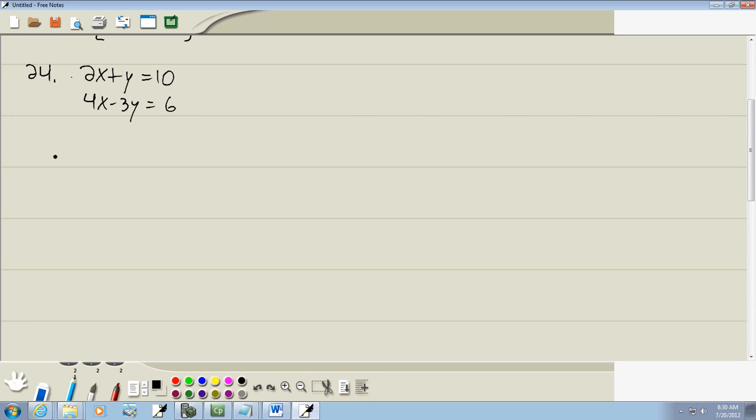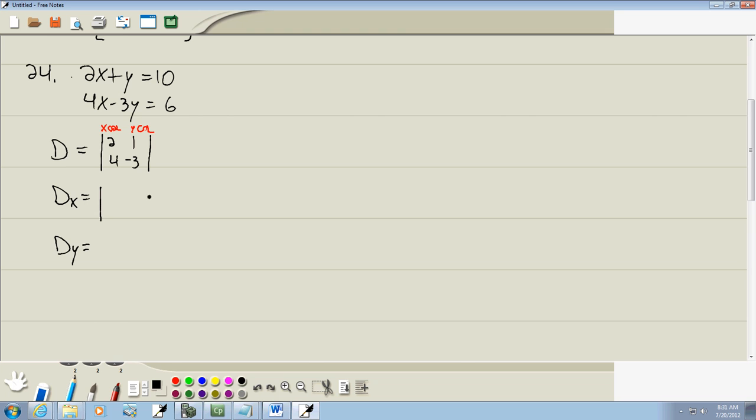Okay, so for Cramer's rule, for 2 equations, 2 variables, we're going to find 3 determinants. Now for the D, what we're going to do is take our numbers off of our variables, the coefficients. So we've got 2, 1, 4, and negative 3. Now the 2 and 4 is my x column, and the 1 and negative 3 is my y column. I know that's kind of small.